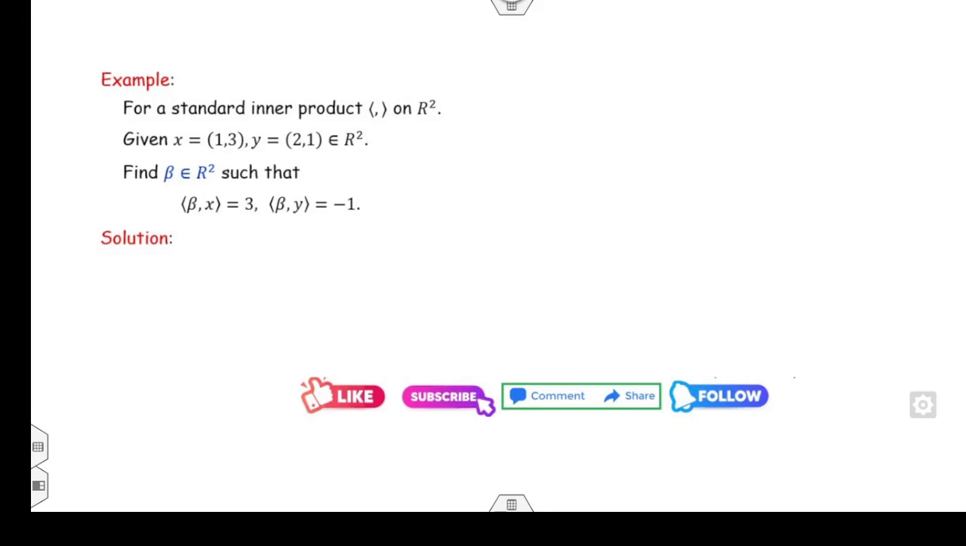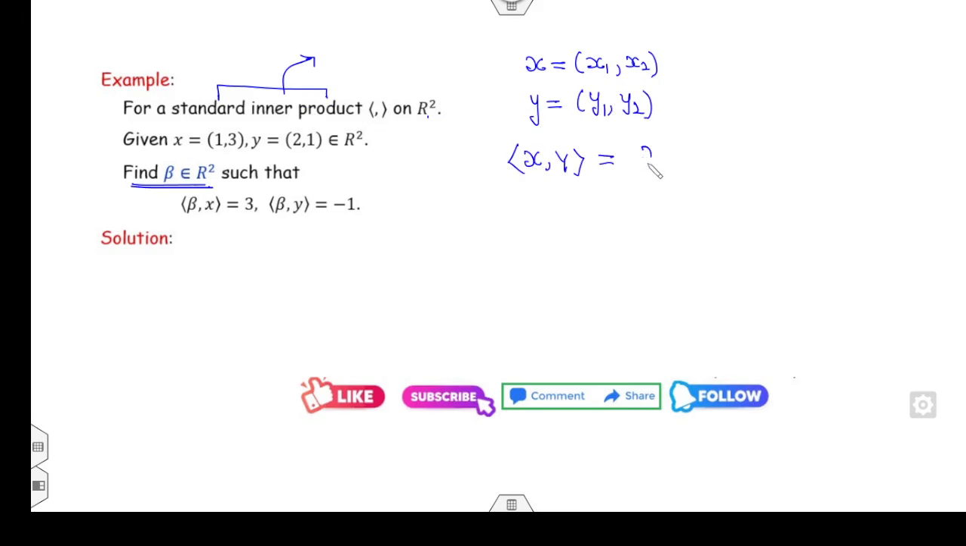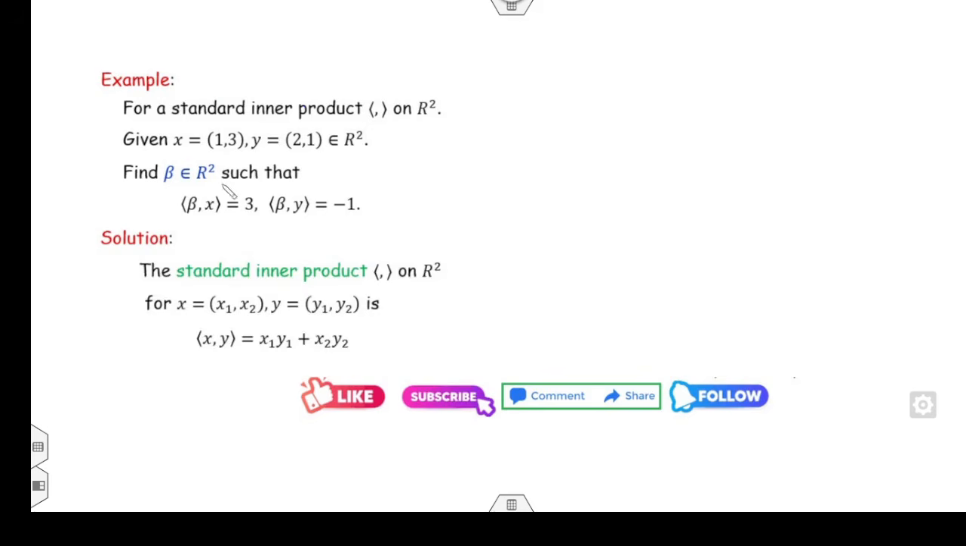Now look at this case. How can you find the value of beta if the inner product is given to you? Look at that. It's a standard inner product over R2. What is the meaning of R2? If I consider two vectors x with components x1, x2 and y with components y1, y2, then what is the standard inner product? Dot product. You multiply them: x1 y1 plus x2 y2. That's the standard inner product of the vectors.